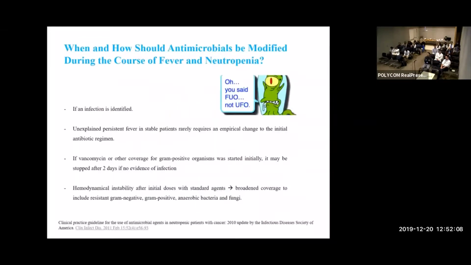And then other indications for modifying the duration of the course or the regimen that is used. If the patient has an unexplained fever, if vancomycin or other coverage for gram-positive organisms is started early on, and then we don't have any microbiologic evidence of gram-positives or MRSA, then we should stop those antibiotics and de-escalate as soon as possible. And obviously, if the patient started on empiric treatment but becomes hemodynamically unstable, then we should broaden the coverage to resistant gram-negatives or resistant gram-positives, or even anaerobic bacteria or fungi.